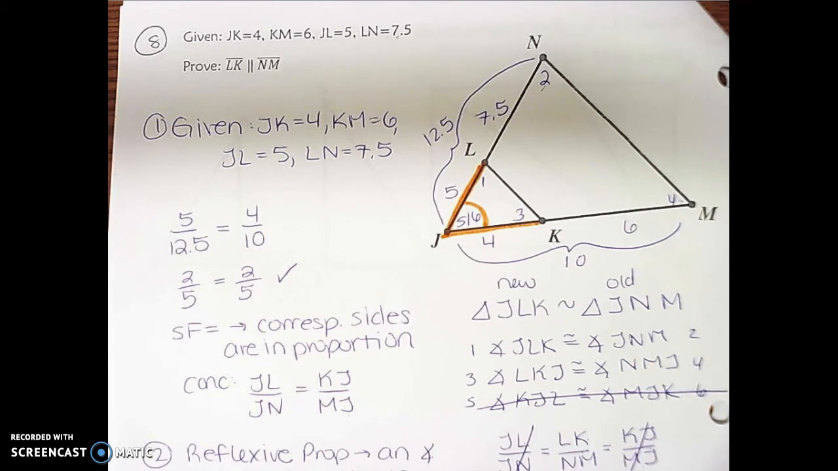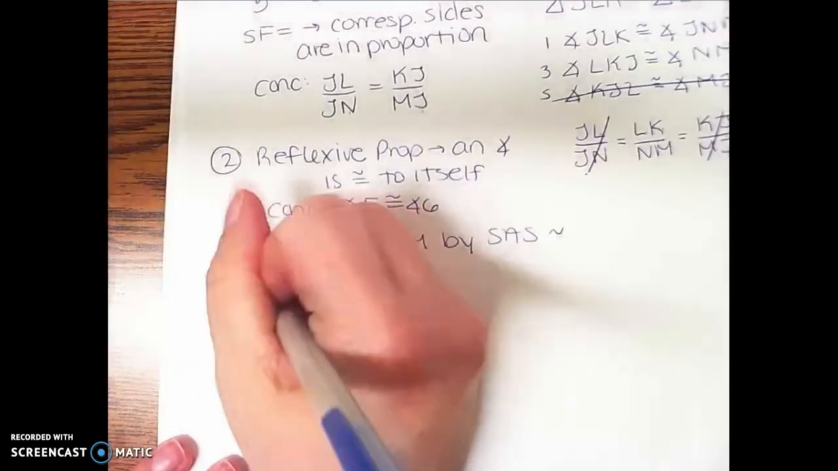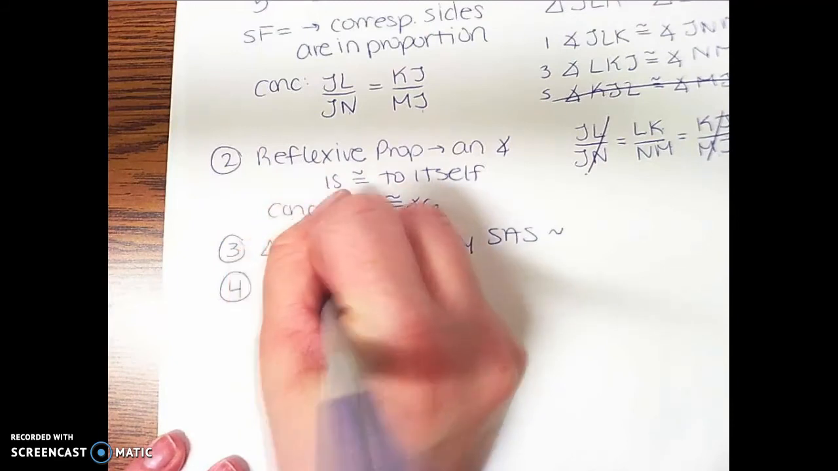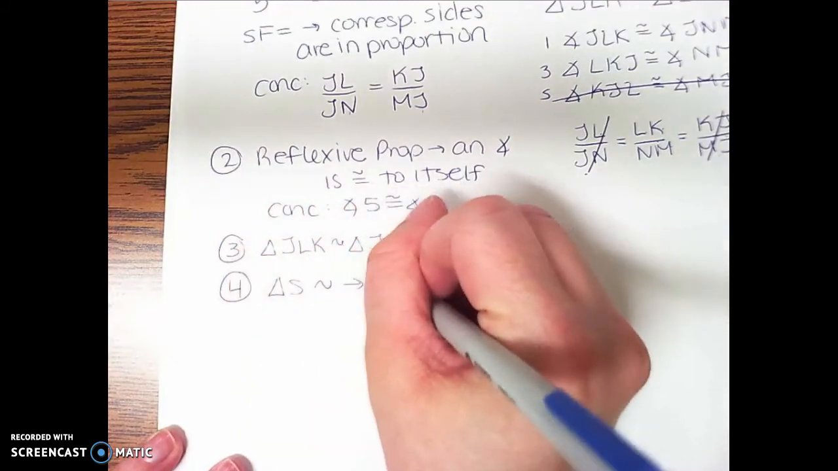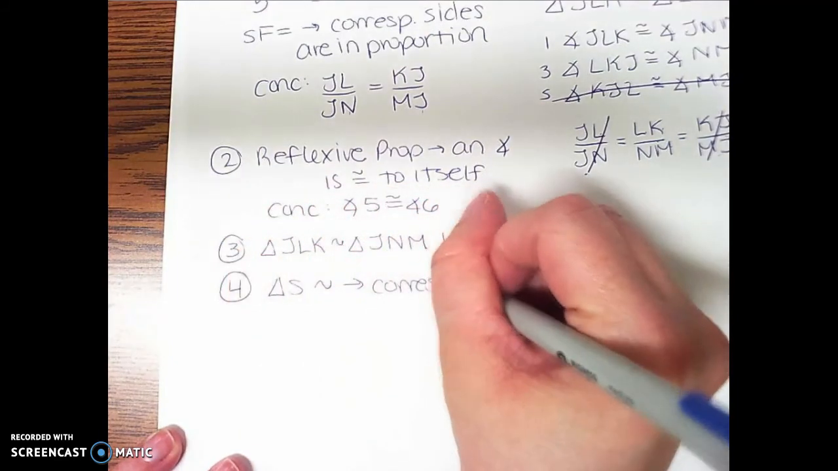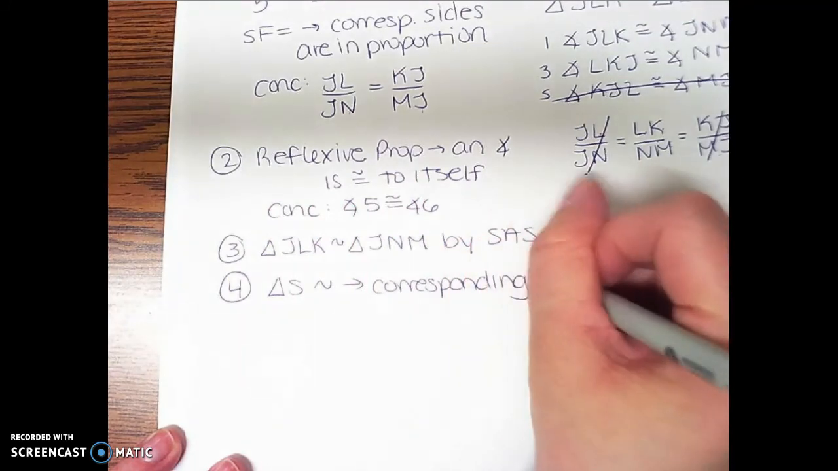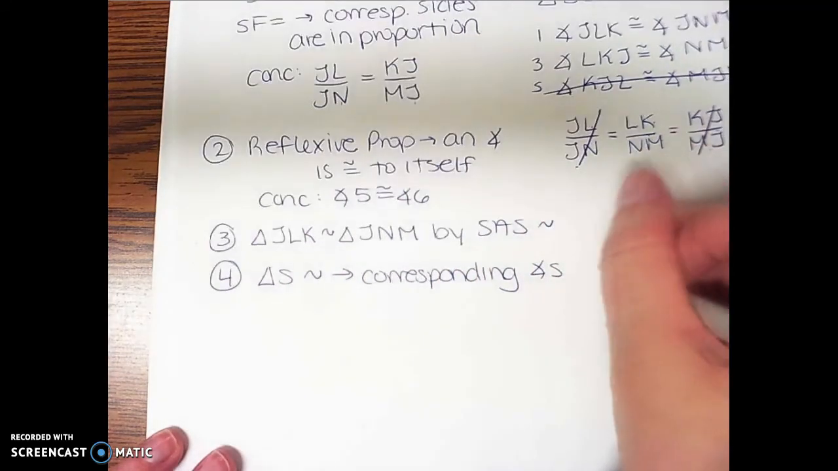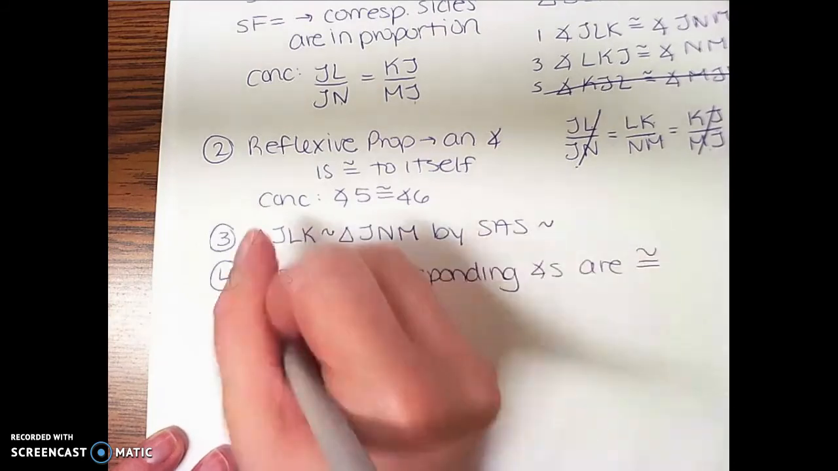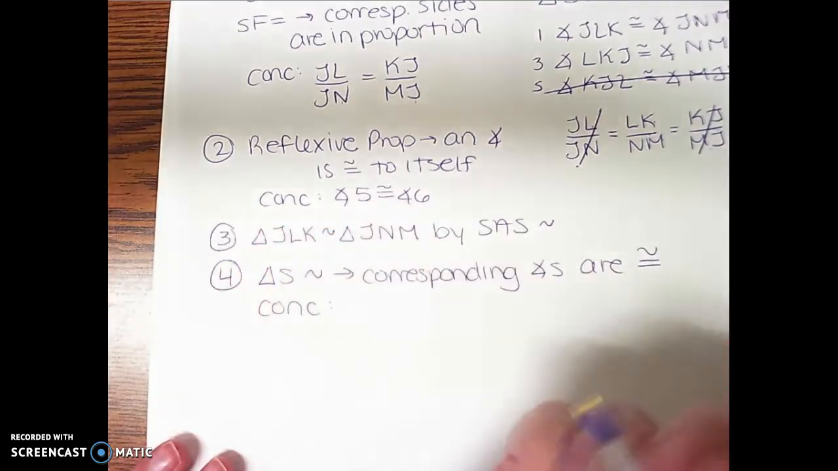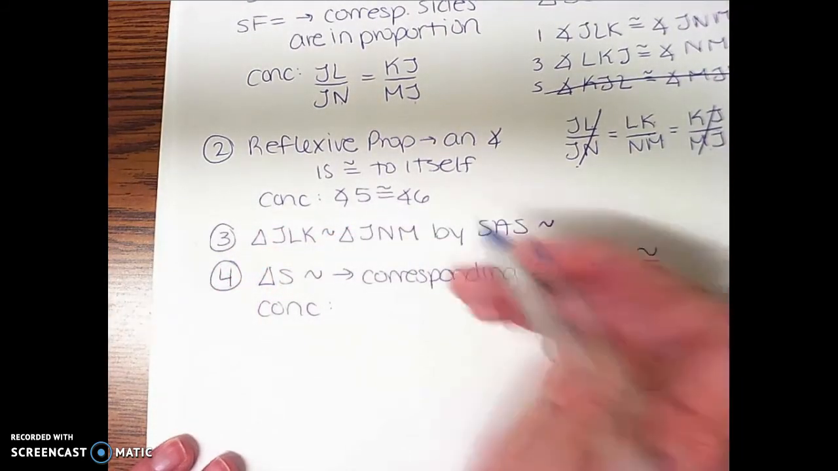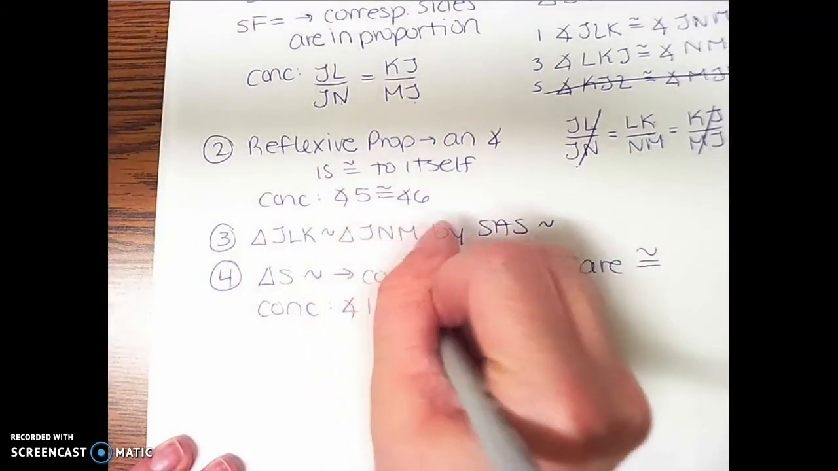And now the reason that I know that they're congruent is because I proved the triangles were similar, and I know in similar triangles, corresponding angles are congruent. So my next step is to say if triangles are similar, then corresponding angles, don't write parts, it's just angles, are congruent. So my conclusion, again, you can use 1 and 2 or you can use 3 and 4. I'll use 1 and 2.